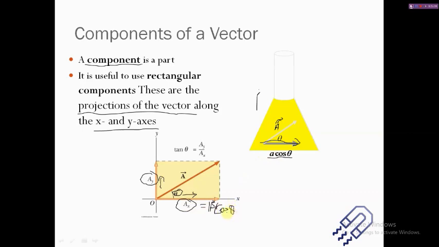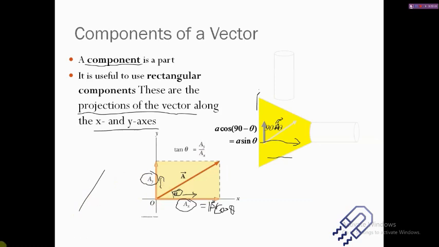So this is A cos theta. Similarly, on this side it will be nothing but A cos of 90 minus theta. Sometimes people say this is along the x-axis, so along the y-axis it will be A sin theta. But it's better to understand that this is not sin theta. On both sides the projection is cos theta only.